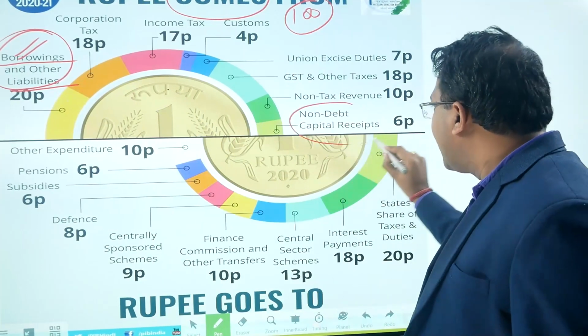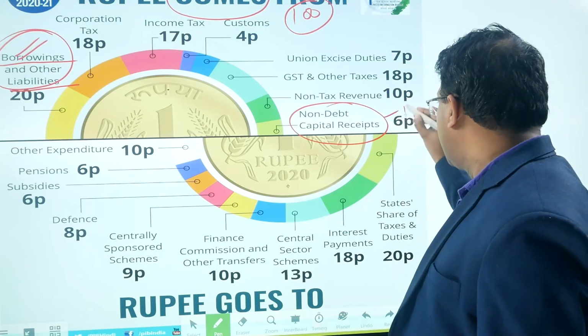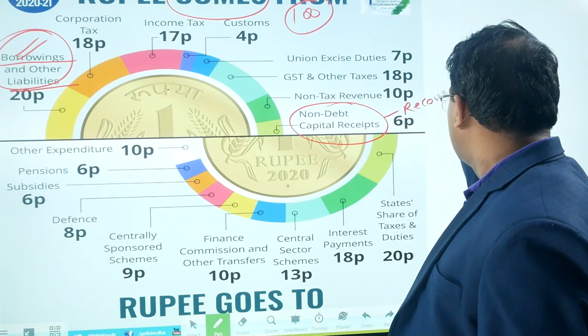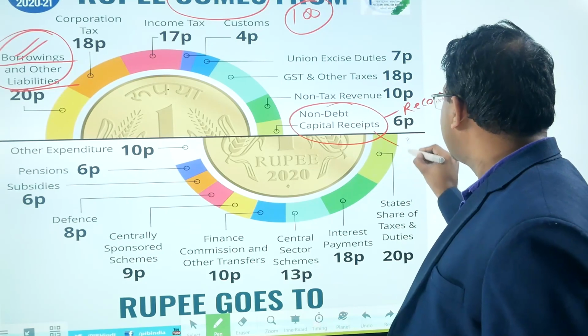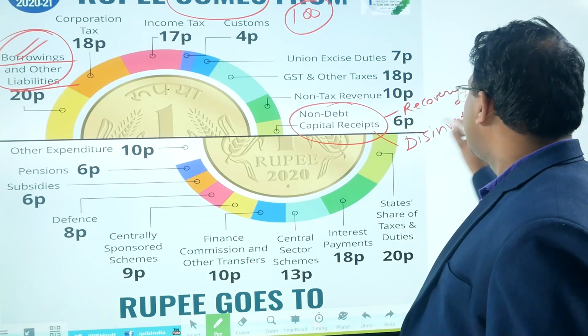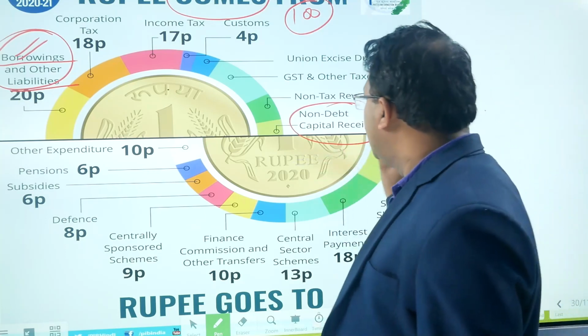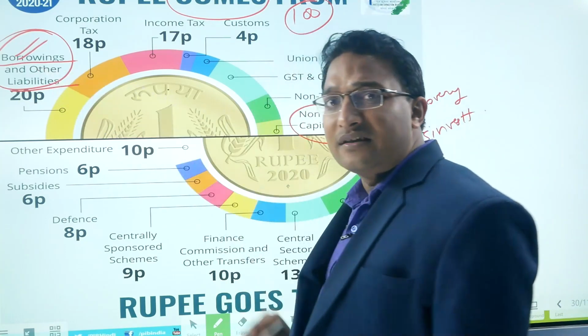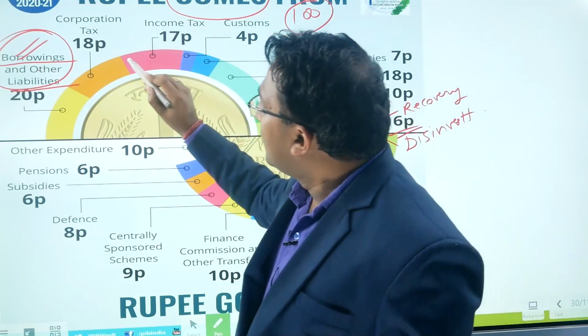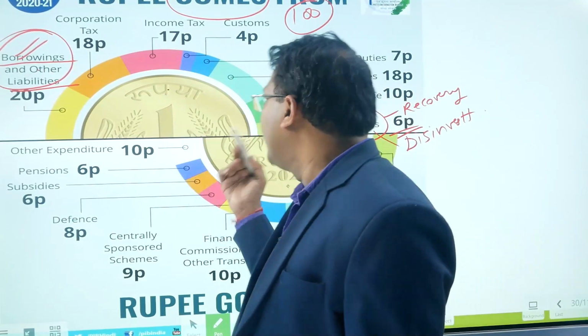Non-debt capital receipt. Can you give the example? Example is recovery of loan, or another example is disinvestment. So this is very, very less. This is just 6%. If we see, these two combined, they are the capital receipt. Rest of all, they are the non-capital receipt, or they are the revenue receipt.